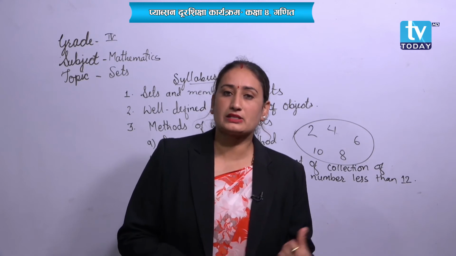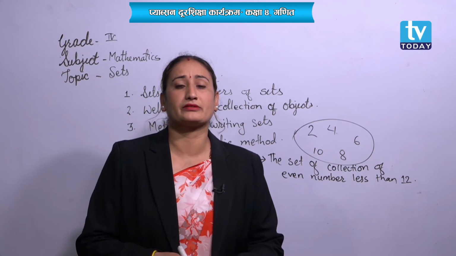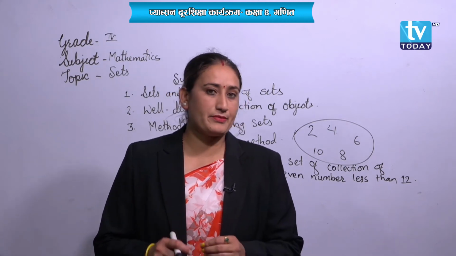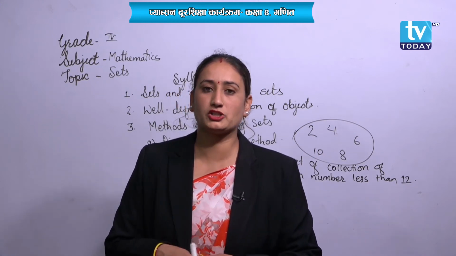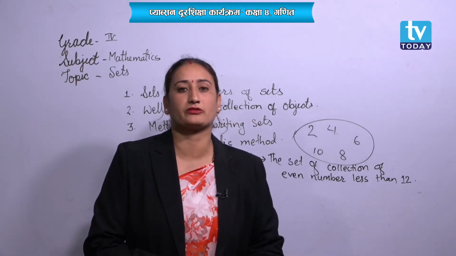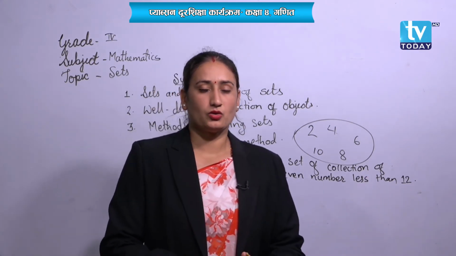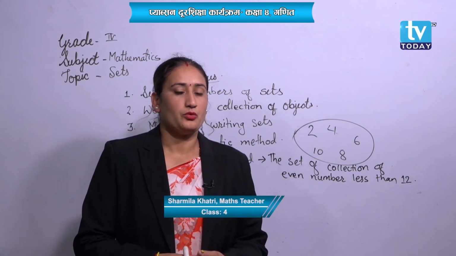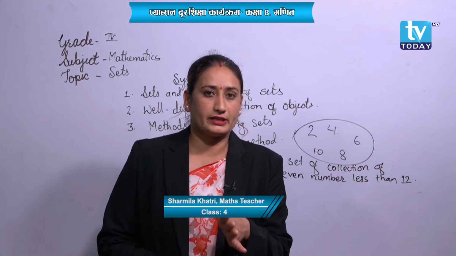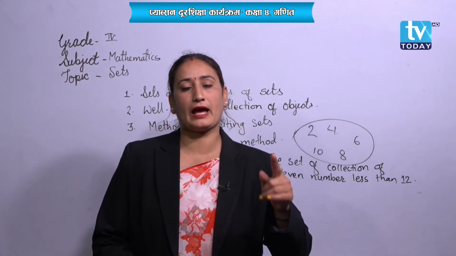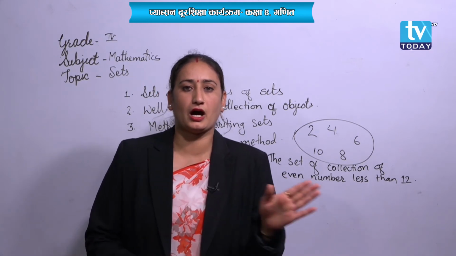Let's write over here the listing method. In this method, we simply list out the members of the set inside a curly bracket. Now we are going to use a curly bracket to list out the names of the objects. While listing out the members of the objects, it is compulsory to use a comma. You have to put a comma for separation of the objects.